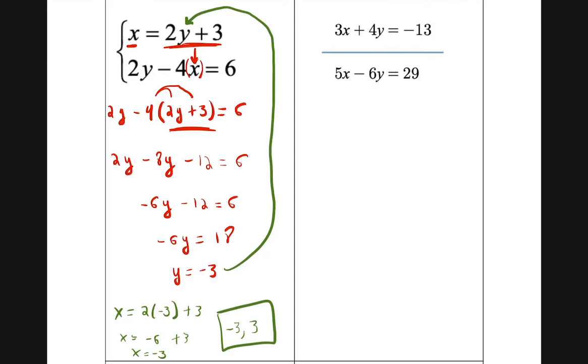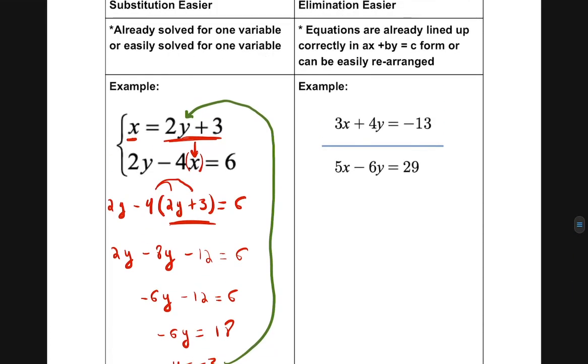That is an example of substitution being easier for two reasons. Number one, X was already solved for. Number two, none of these variables are really lined up. Okay. Versus if we look on the right side equation, the variables are already lined up. The variables are on top of each other. The x's are on top of each other. The y's are on top of each other, and the numbers are on top of each other.